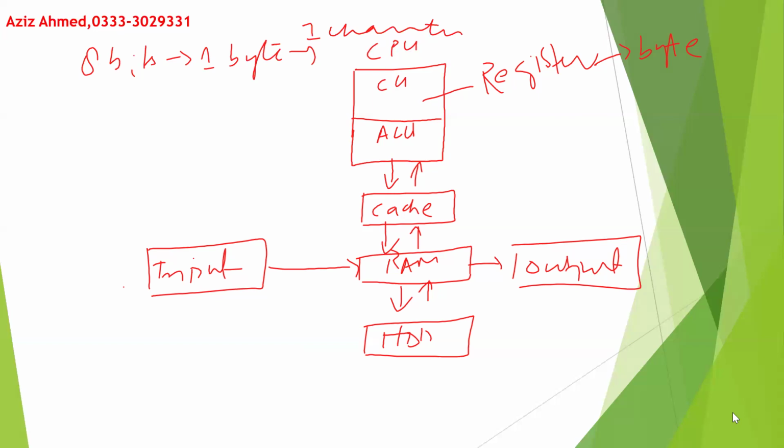RAM and cache are both primary storage, but volatile. Do you know volatile? No. Volatile means they will store data only as long as there is power supply. Do you have a laptop?